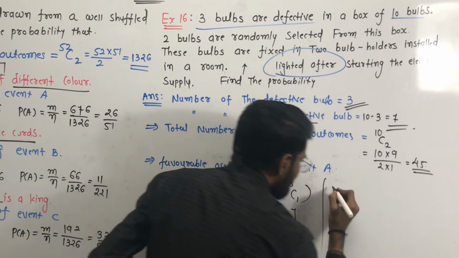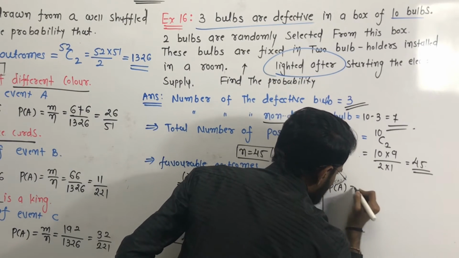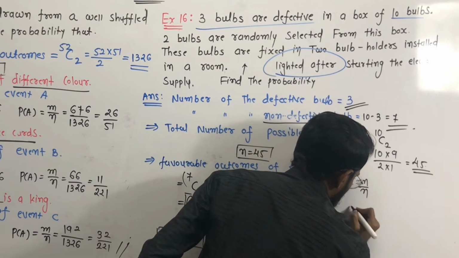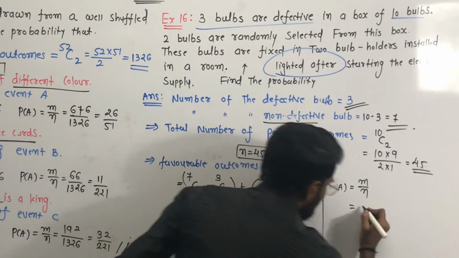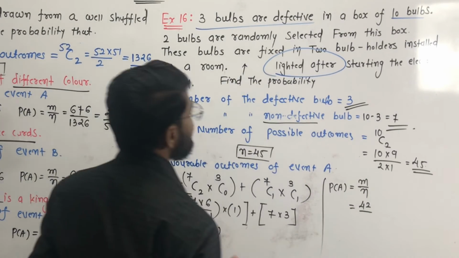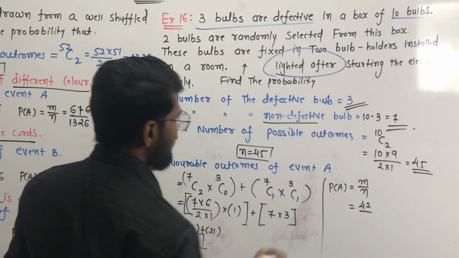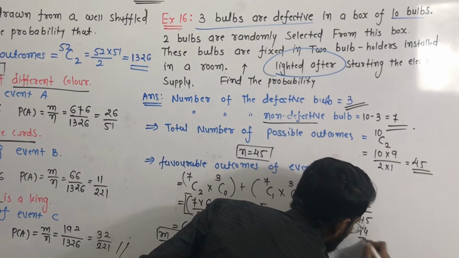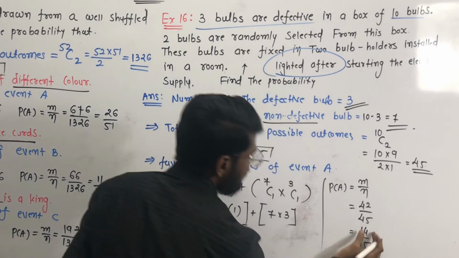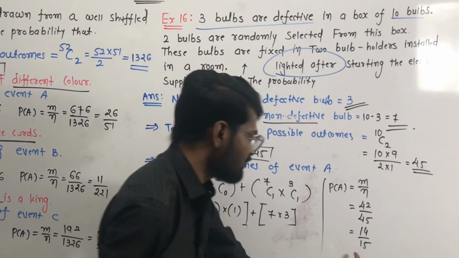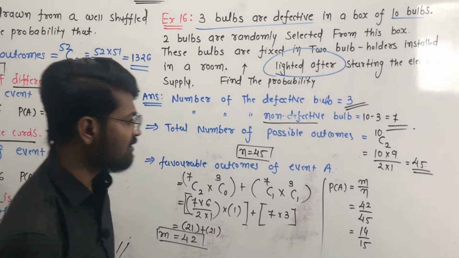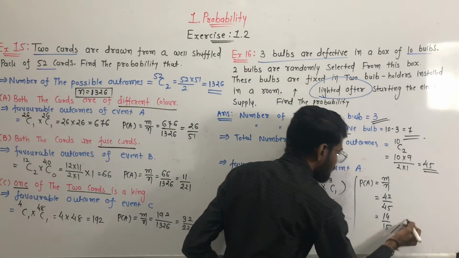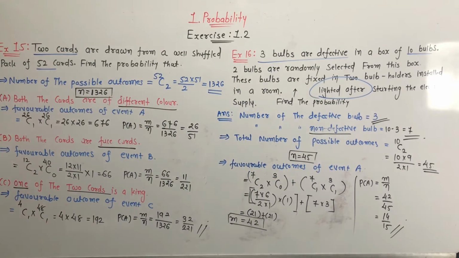Yes, so the probability of this event P of A is equal to m by n. m is equal to 42, and n is equal to 45. Clear? 14 upon 15, yes, because 14 multiplied by 3 is equal to 42 and 15 multiplied by 3 is equal to 45. Yes, so this is the probability for this event. Okay, write it down.